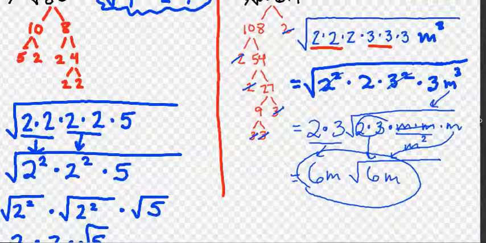And that's how you deal with those variables. You write them out as their definition, m times m times m, find the pairs, and then pull out an m for each pair. And that is the gist of how to do this. There's other ways, but this is probably the simplest.